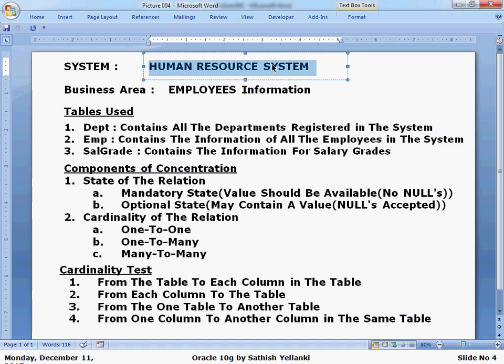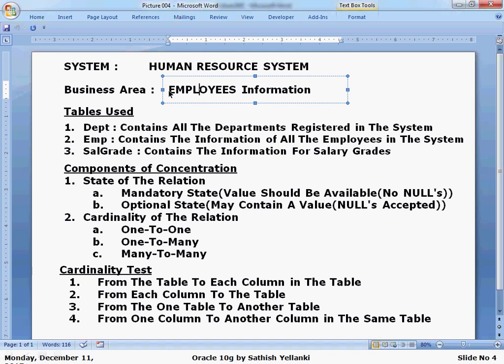So I am taking one system, which is the human resource management system. When you say it's a human resource management system, it is a very vast system containing multiple different sub-processes. Within that entire system, we are only concentrating on the business area called employees information. That is the most fundamental side of the employees information criteria we are trying to concentrate on.